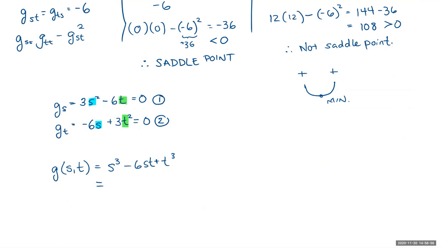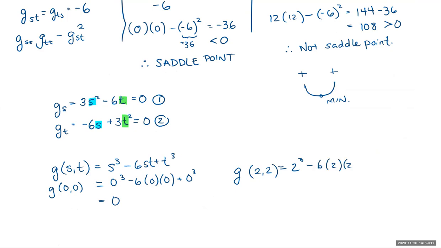So when we have 0, G of 0 and 0 would be 0 cubed minus 6 times 0 times 0, plus 0 cubed, which is equal to 0. When we have the coordinate 2, 2, our other critical point, this would be 2 cubed minus 6 times 2 times 2 plus 2 cubed. This would give me 8 minus 24 plus 8, or negative 8.